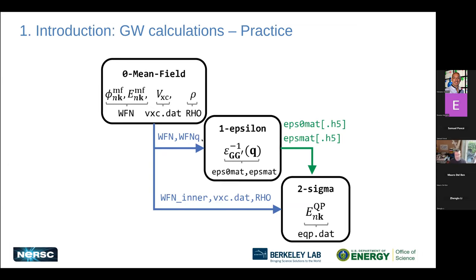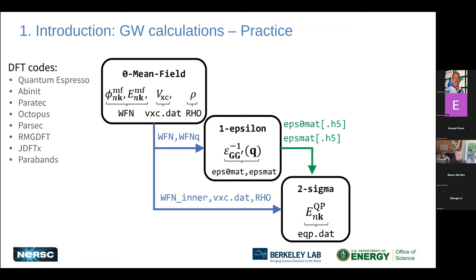You input a set of wave functions, and I'll talk a little bit more about why you need these two files in a minute. A wave function on a K grid and a wave function on a slightly shifted K grid. You input those into the epsilon code, and the epsilon code will spit out the dielectric matrices. Actually, the inverse dielectric matrices are what is stored in these two files, EP0MAT and EPSMAT, or the HDF5 versions. And then you take that data along with some of the data that you produce from that mean field step, input it into the sigma executable as a second step to get the quasi-particle energies out, which is typically the quantity of interest in a GW calculation.